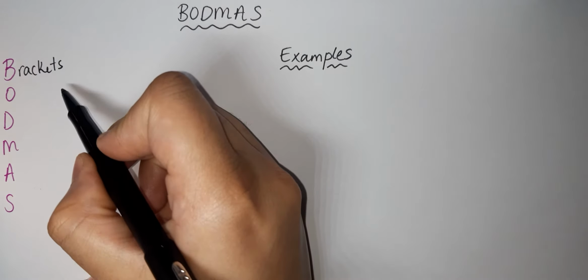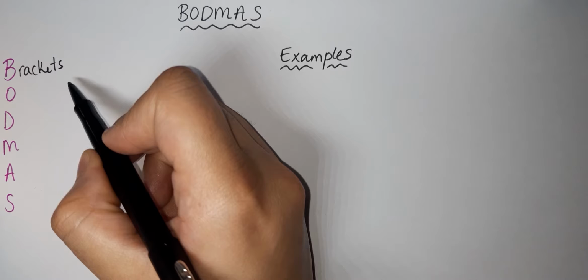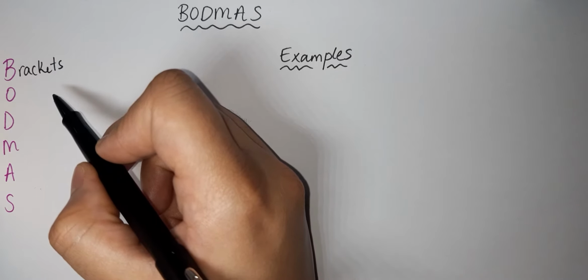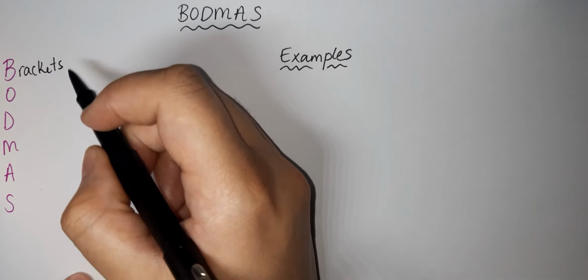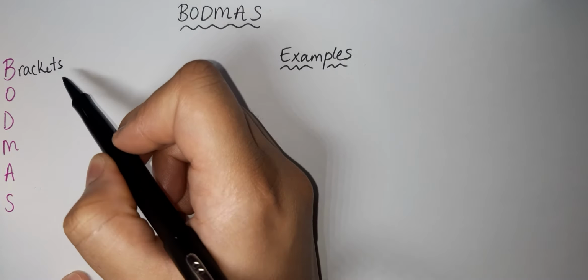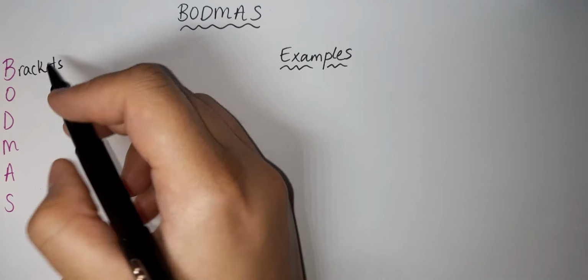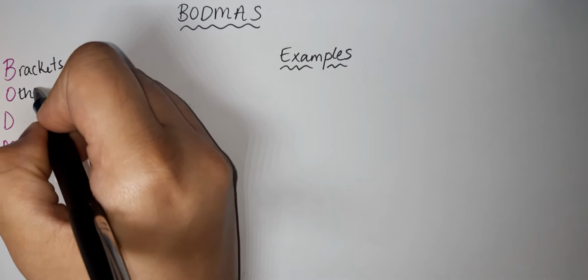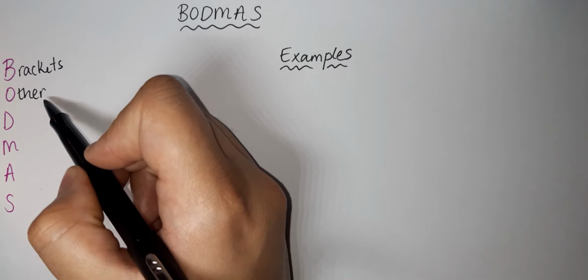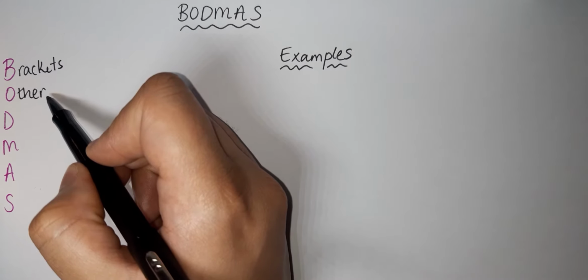So the first thing in a question, if it has brackets, addition, subtraction, multiplication, division, if it's got powers, roots, anything like that, the first thing we focus on is the brackets. So whatever's actually inside the brackets, we work out first. Then we have the O, and this refers to any square roots, any powers, anything like that.